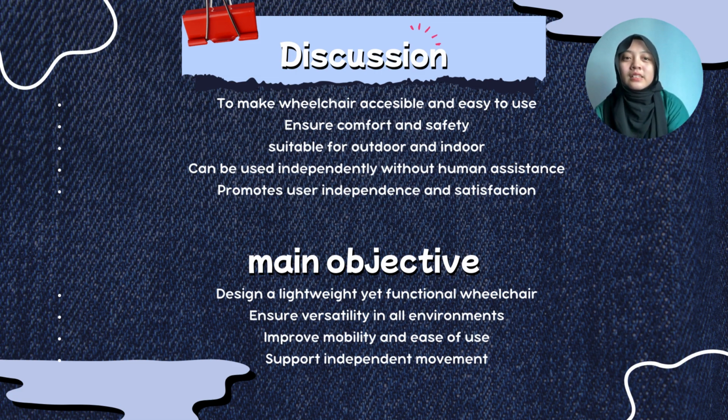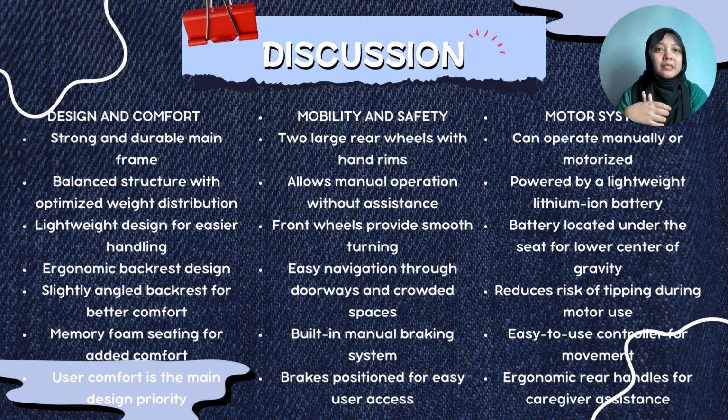And next is to support independent movement. So basically, to make this wheelchair usable by a person without human assistance or anyone's assistance. There are three main parts I'm going to discuss more in the discussion. The first one is design and comfort. The second one is mobility and safety, and the third one is the motor system.